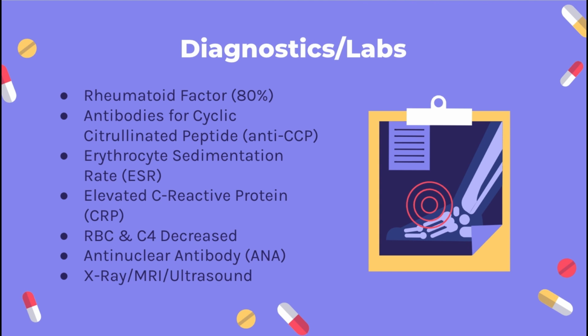Here are some labs and diagnostics. 80% of patients will be positive for a rheumatoid factor. There are antibodies, ESR rates, CRP, RBC and C4 decreased, anti-nuclear antibody, and RA can also be detected through an X-ray, an MRI, or an ultrasound.